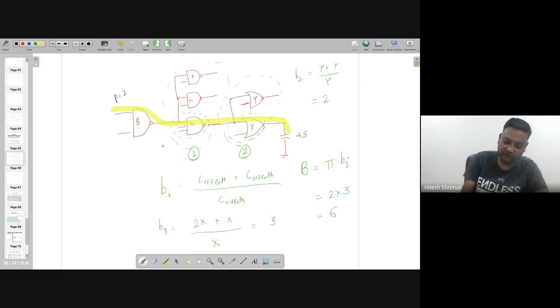This is going to contribute p equal to 3 because it's a 3-input NAND gate, and this is going to contribute 2 because it's a 2-input NOR gate. Multiplication of all such numbers is going to give you p, which is this one. So 2 multiplied by 3 multiplied by 2, 12 is going to be your p.